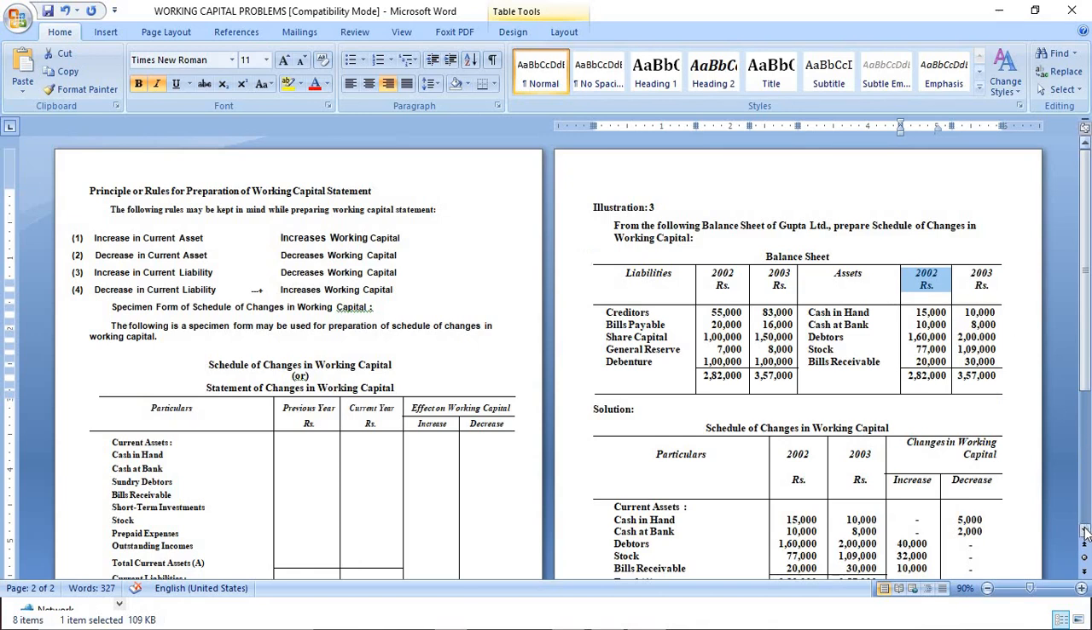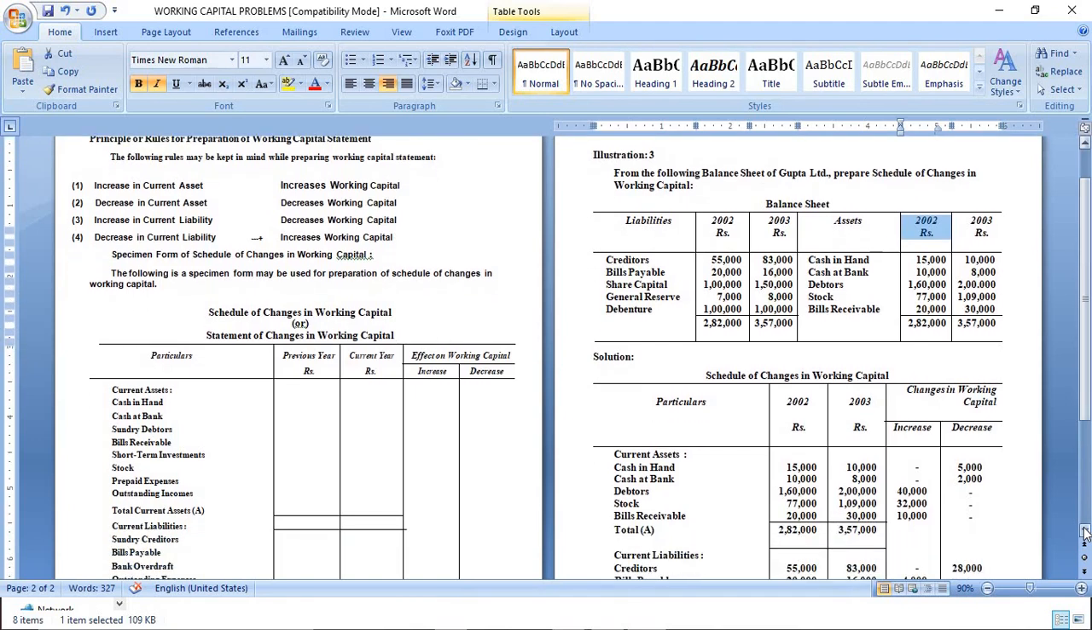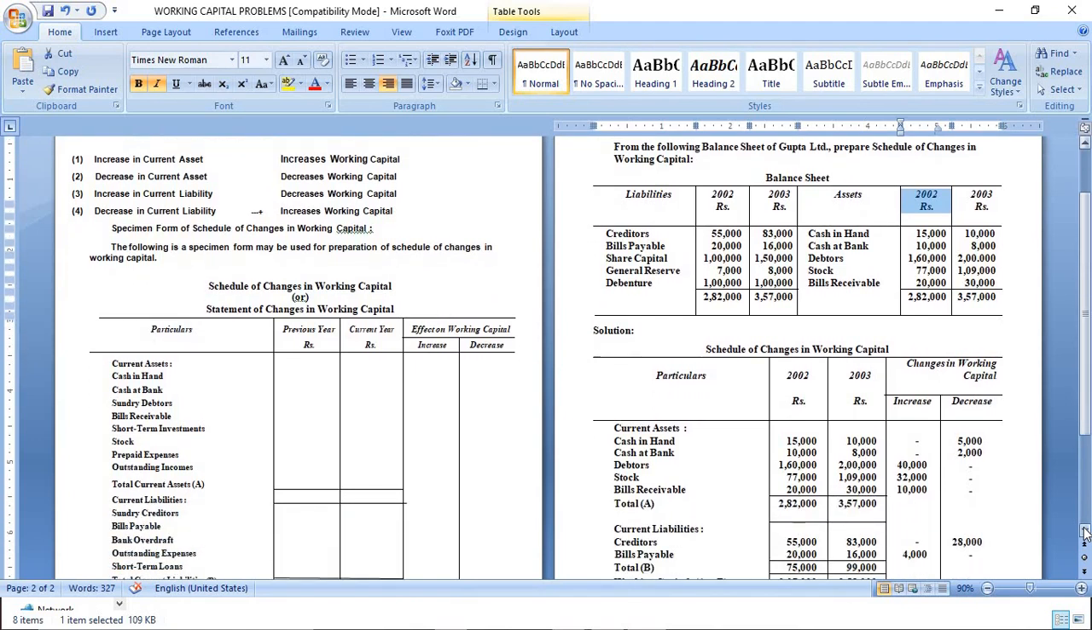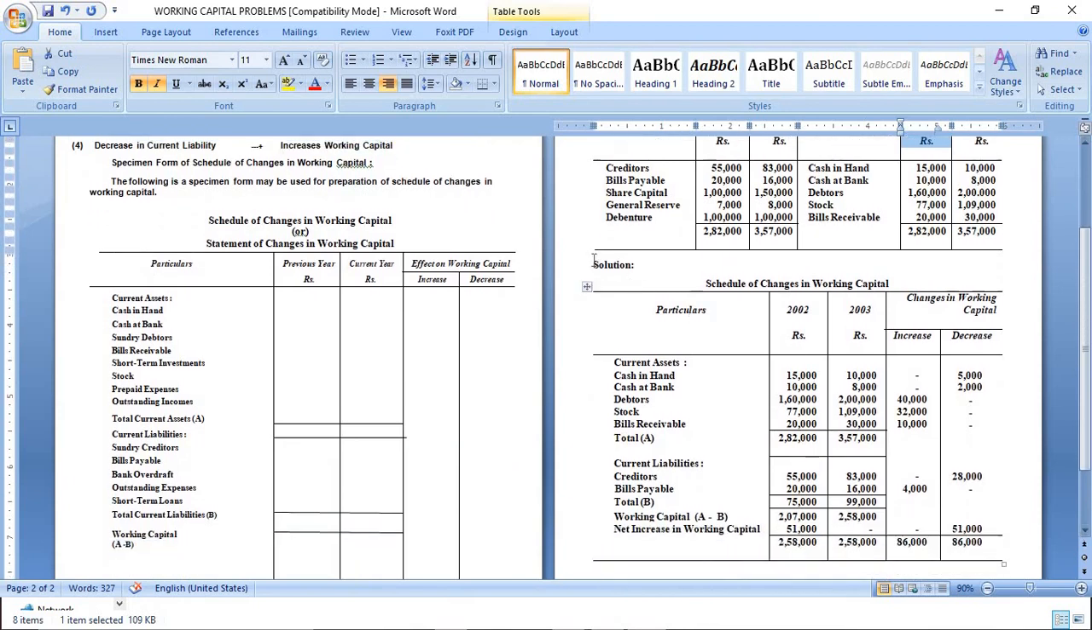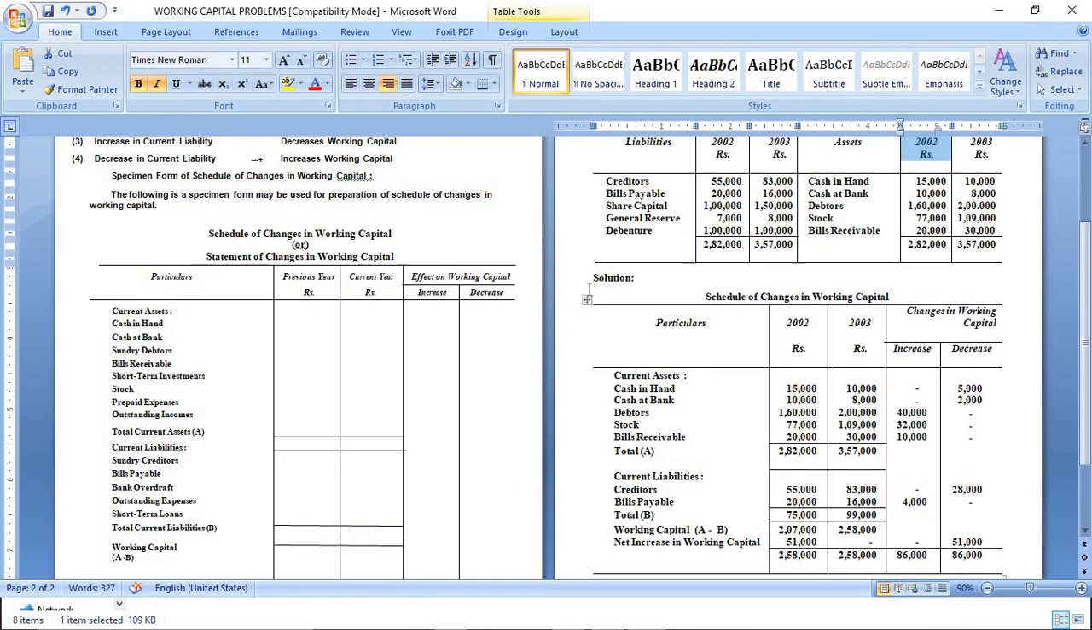Now we go to the solution as per the format, the first solution of today. In the solution, we write schedule of changes in working capital, or you can also write statement. According to the format, we prepare the particulars column, then two columns, 2002 and 2003. Then we add the changes in working capital column, increase or decrease.